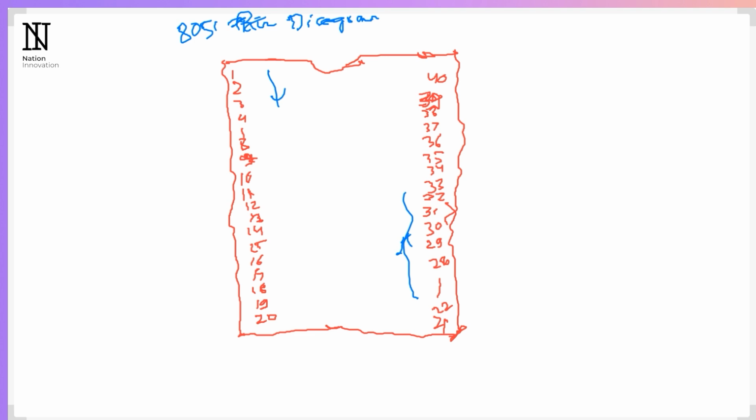So pins 1 to 8, they are recognized as port 1, and this is basically a pulled up bidirectional input output port. Pulled up bidirectional input output port, right?